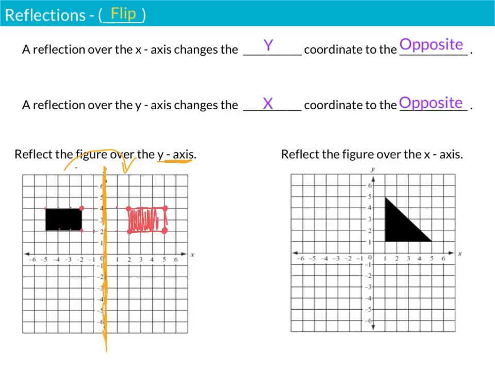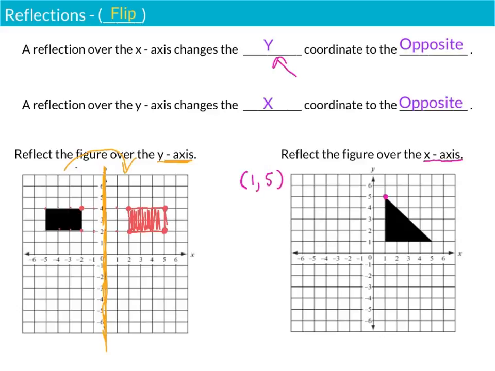So now on the next example, I'm going to do not counting. I'm going to do the math way. So this one, I'm going to be flipping over the x-axis. And when I'm going to flip over the x-axis, I know I'm going to change the y-coordinate to the opposite. So in order to do that, the first thing I need to do is have all of the points. So my first point here is at +1, +5.